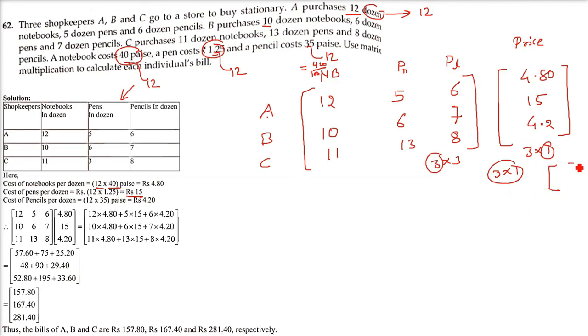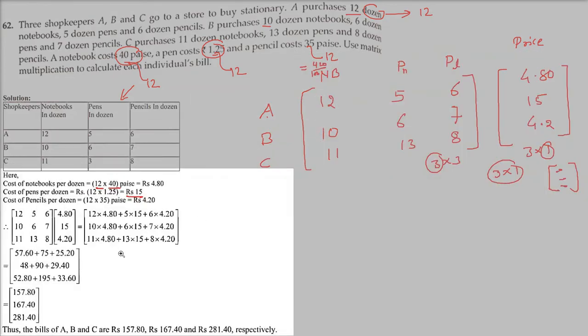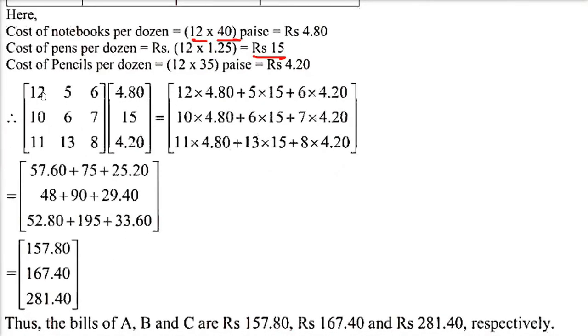Okay. So let us see here. Three values have to come. I'll show you here because it will take some time. I have given you the idea now. So this will be 12 into 4.80 plus 5 into 15 plus 6 into 4.20. That will be the first entry.